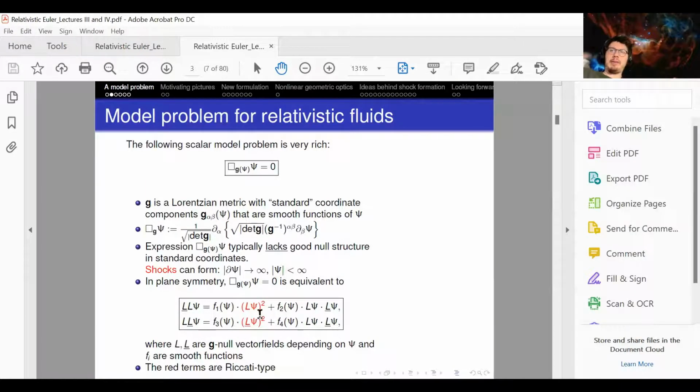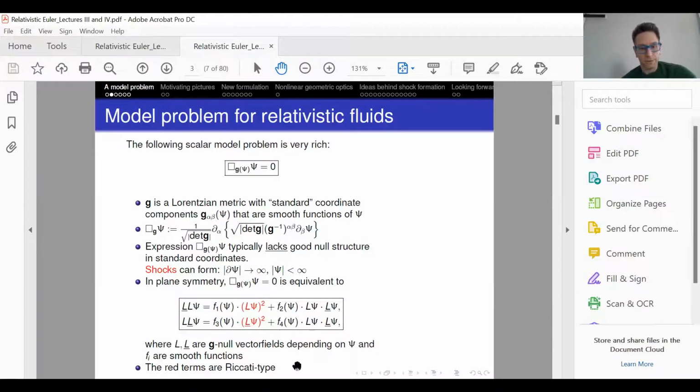If you want, you can now repeat the analysis that I gave you for simple waves in the context of Euler and reach all the same conclusions for this large family of wave equations. One of the things you can see almost immediately is that you can cook up initial data where L bar psi is initially large. Then this red Riccati term will create blow up.